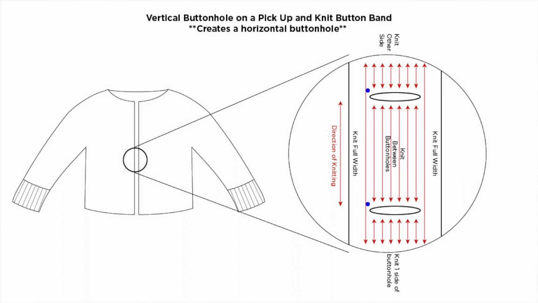Then you're going to break your yarn and rejoin it at the blue dot at the bottom, or closest to the bottom of this bubble. You're going to then knit the space between the bottom buttonhole you just created and the second buttonhole on your button band until you reach the same depth. Then you're going to break your yarn again and knit on the other side of the buttonhole.